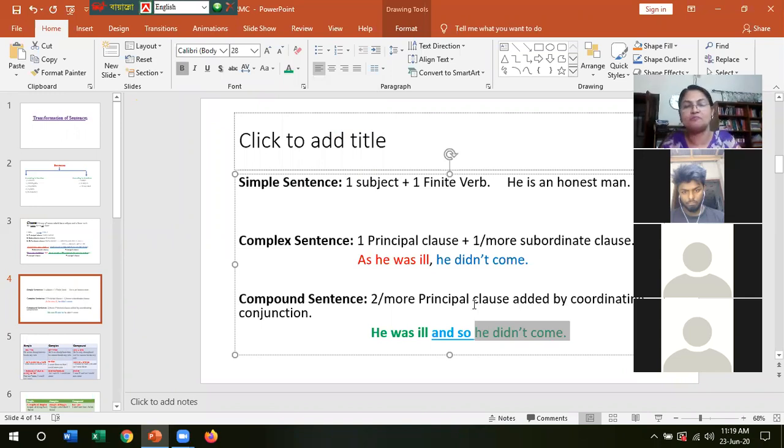So this is a compound sentence. In a simple sentence, there is one finite verb and one subject. He is an honest man. In a complex sentence, there is one principal clause plus one or more subordinate clauses. As he was ill, he did not come. In a compound sentence, there are two or more principal clauses and a coordinating conjunction.